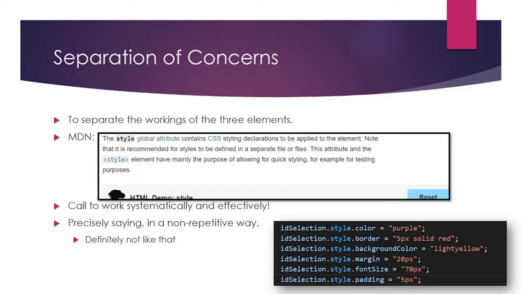This is recommended because first off, you're not treating this as a separate file apart from your HTML, and the second thing is you're being repetitive. You're writing idSelection.style again and again. This is not a good habit of programming, because what if you wanted to go for 1,000 properties? Would you write the same code 1,000 times? That's just not sensible.